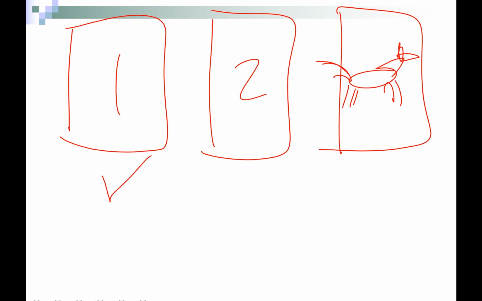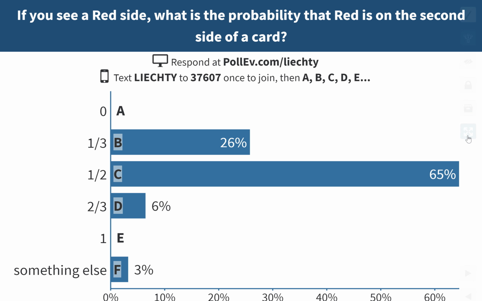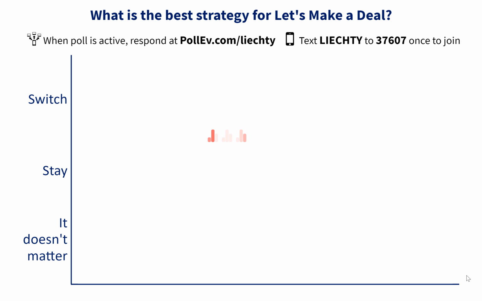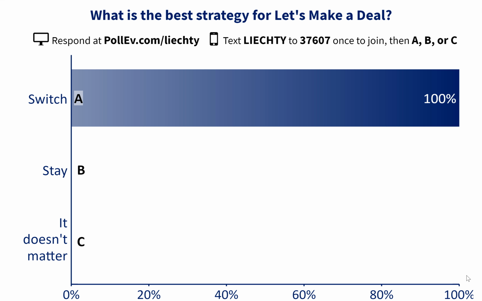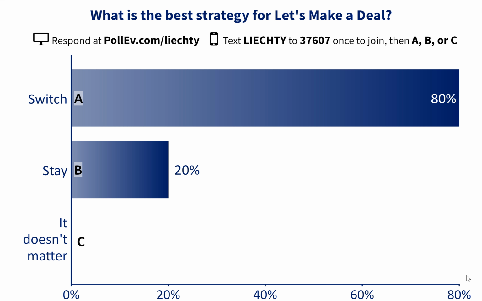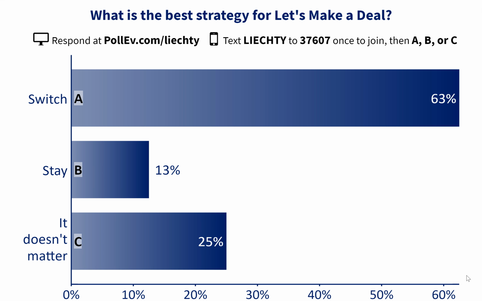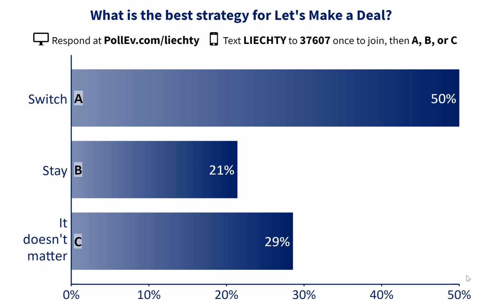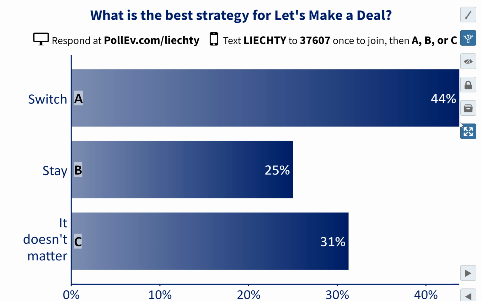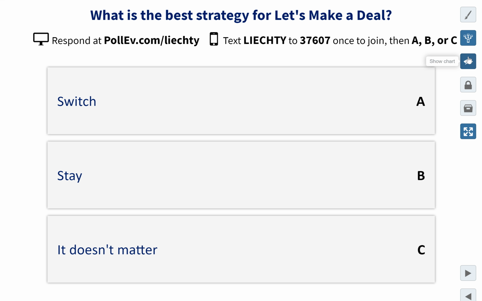So I want to ask you guys what you think is the best strategy for Let's Make a Deal. You can either switch, you can stay, or you might think it doesn't matter if I switch or stay. I could just randomly flip a coin and then decide whether I should switch or stay or not. And let's see how many. We have 17 so far.